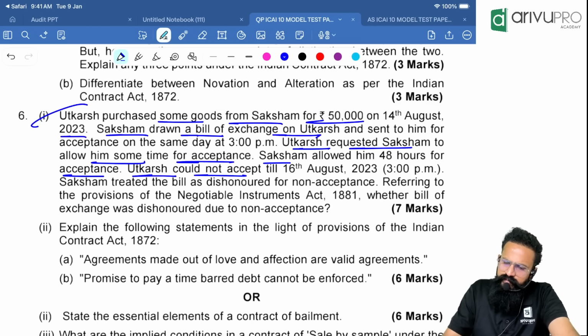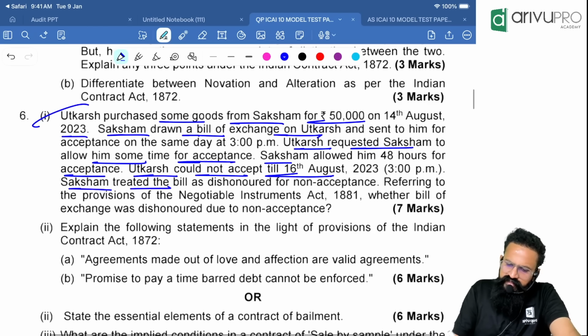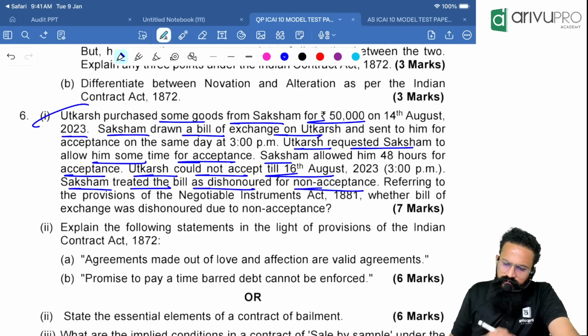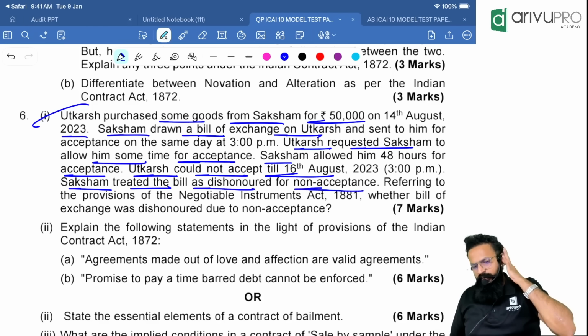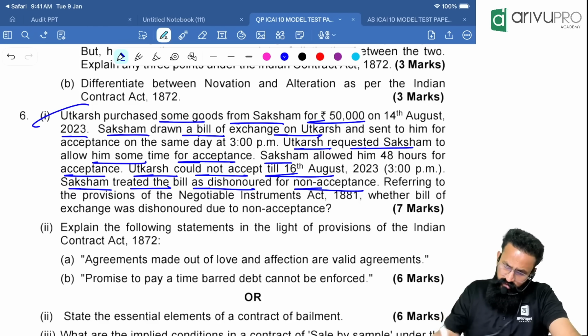Utkarsh could not accept till 16th August 2023. Saksham treated the bill as dishonored for non-acceptance. Referring to the provisions of the Negotiable Instruments Act, was the bill of exchange dishonored due to non-acceptance? They've asked a technical question, what is this?